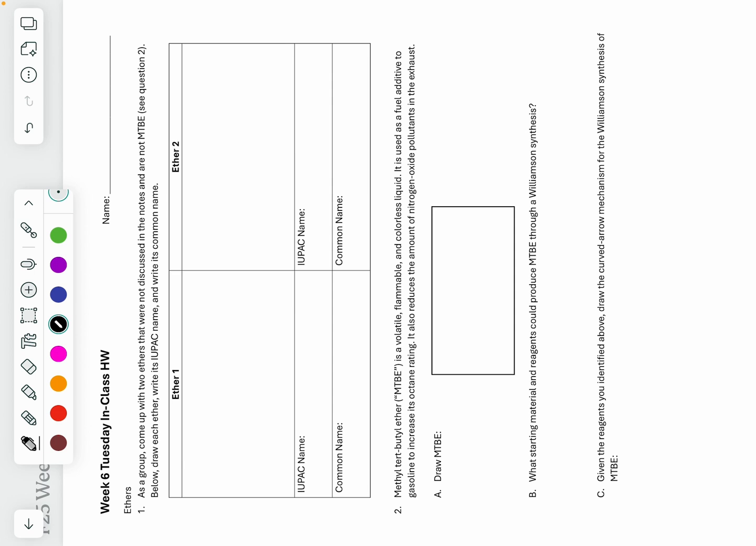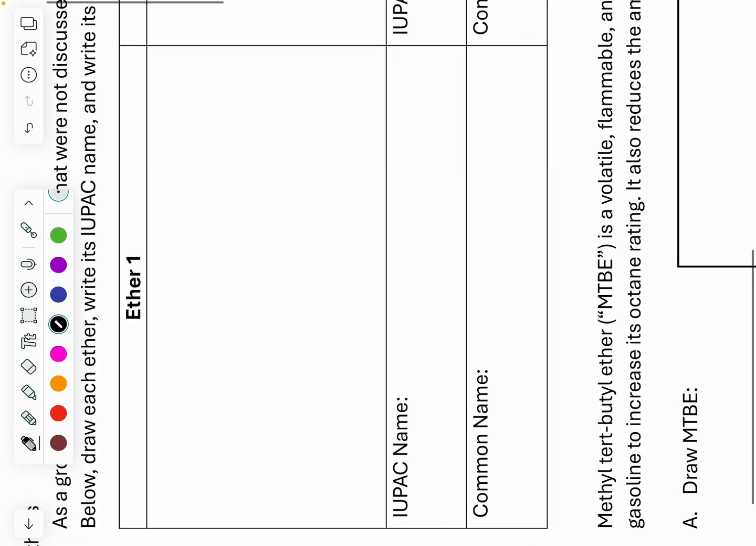So for number 1, we're drawing ethers that we have not seen on this paper or in notes, which I'm going to draw, just 2 examples right here, and I'm going to show us how we are naming them. So this is the first molecule that I'm going to name. There are many other ones that we could name in practice, but I'm just going to use the ones that I know are correct because Dr. G checked them in class.